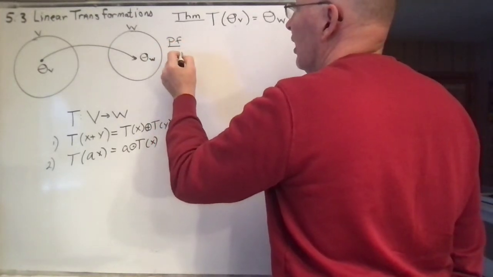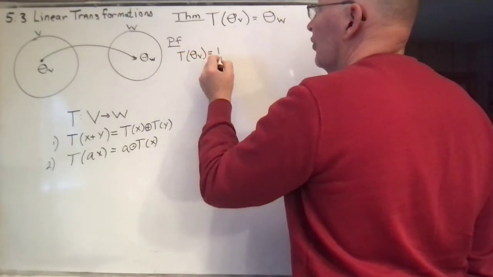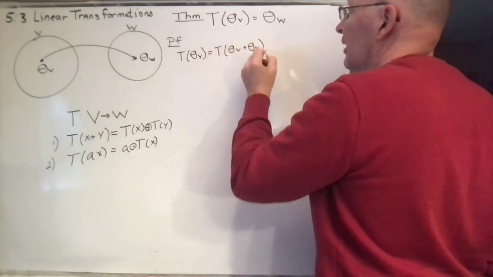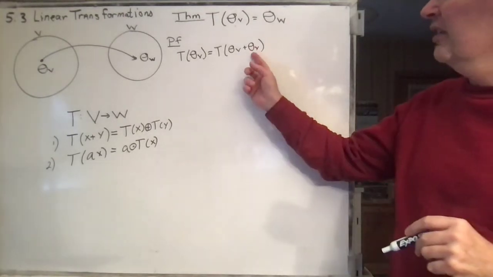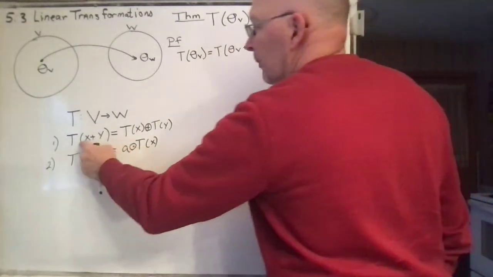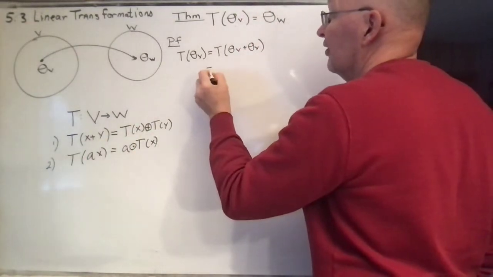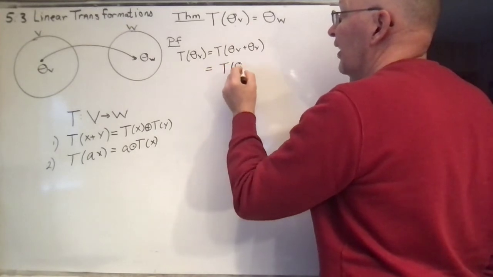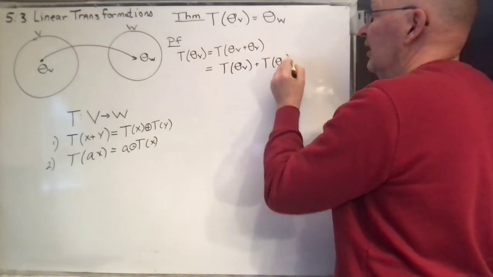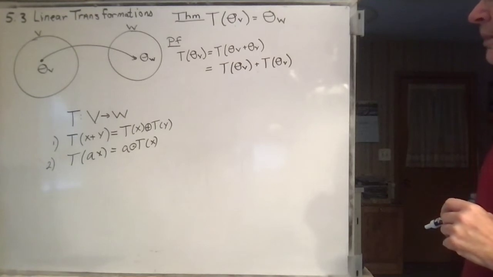First of all, T of theta sub v is equal to T of theta sub v plus theta sub v. Agreed? Because this is the identity, so I can add it to anything, and I haven't changed it. Now I can make use of this property of linear transformations and say that's going to be T of theta sub v plus T of theta sub v. I know that. Okay?